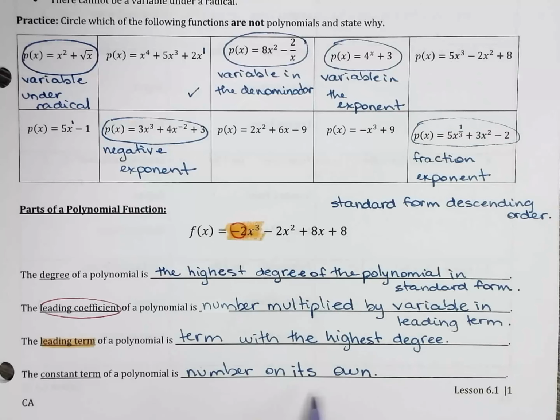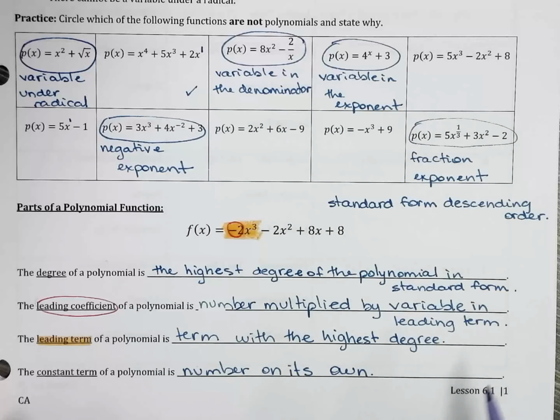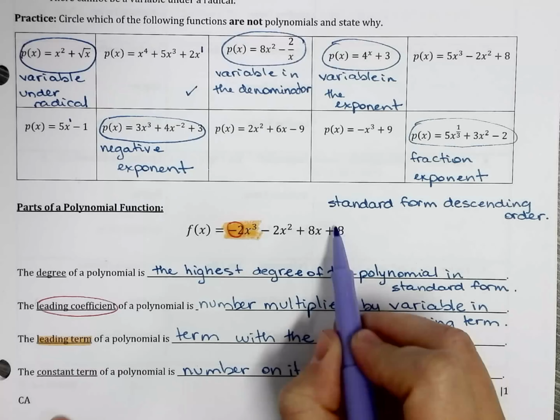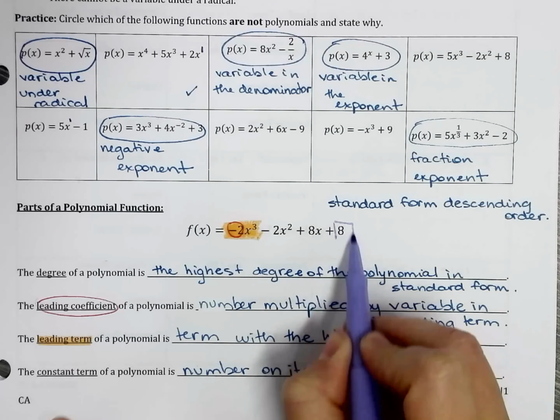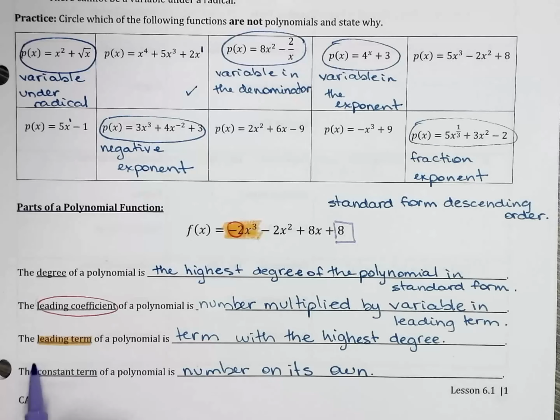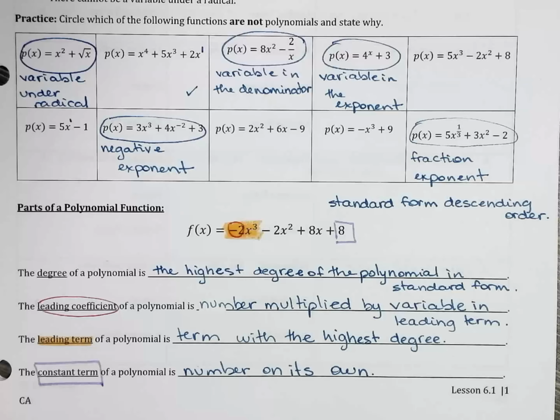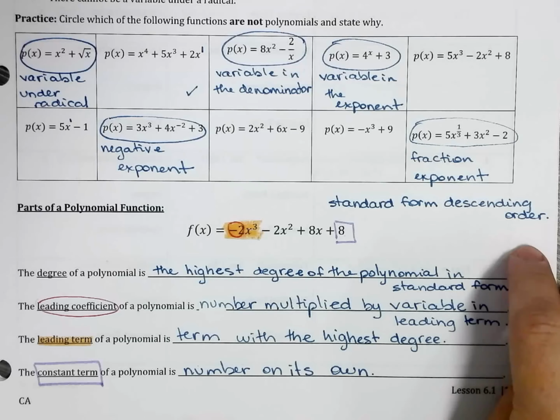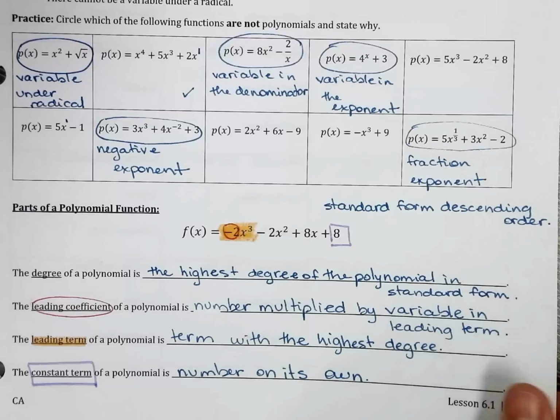The constant term is the number on its own. It's the constant, the number without the variable, the number without the letter. So it's this one right here in purple. And you already know that standard form is always in descending order.